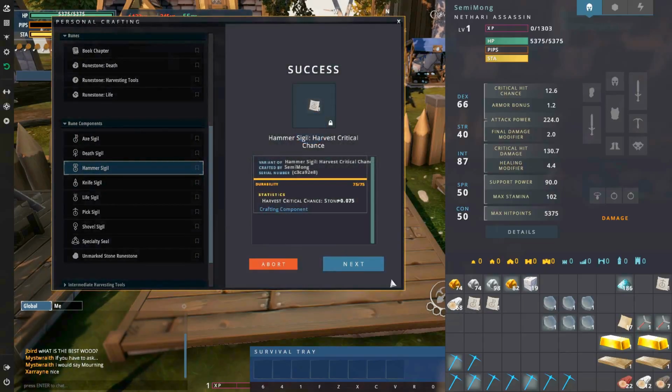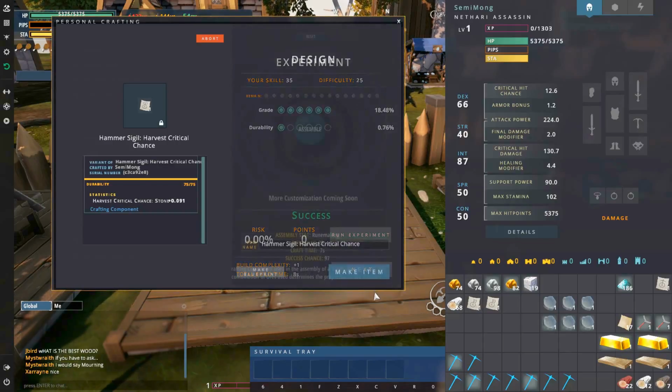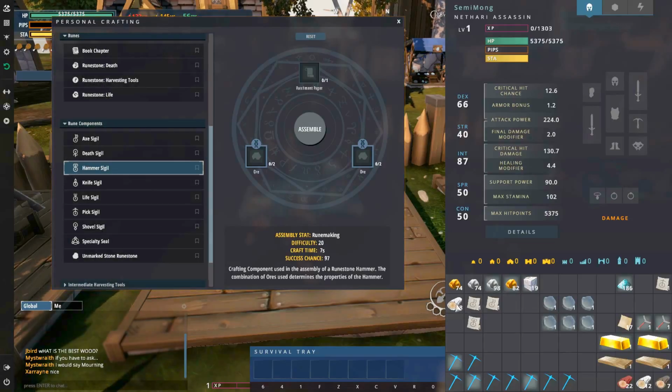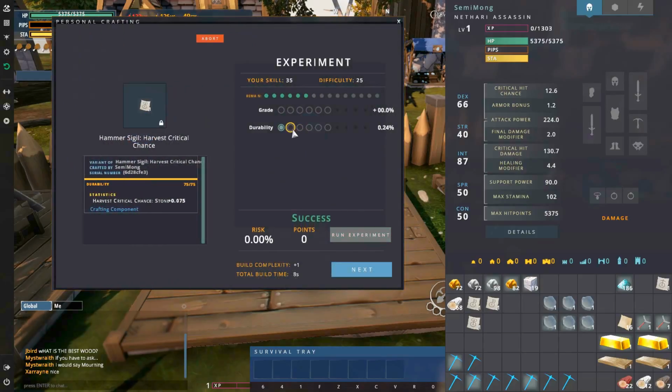Should we do one grade, one durability? Just to see what we can get. Moderate success there. Yeah, let's do that. We'll do one pickaxe grade, one pickaxe durability. Alright, that was the grade one. That didn't turn out all that well, to be honest with you. But now let's go ahead and do the durability.